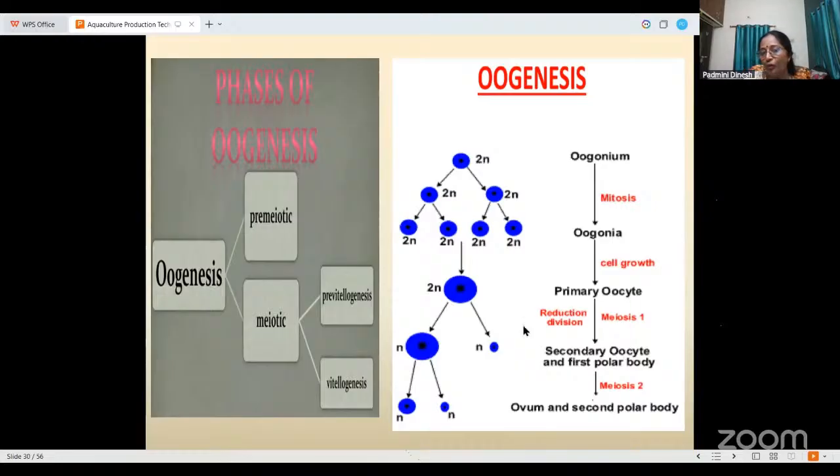How do you say it's secondary oocyte? Because it is going to give rise to one large ovum and one small ovum. And this small ovum is called a polar body. Why small one? Because it has to concentrate only on one egg. Because most of the nutrients have to be given only to one egg. What is the nutrient over there? Albumin and yolk.